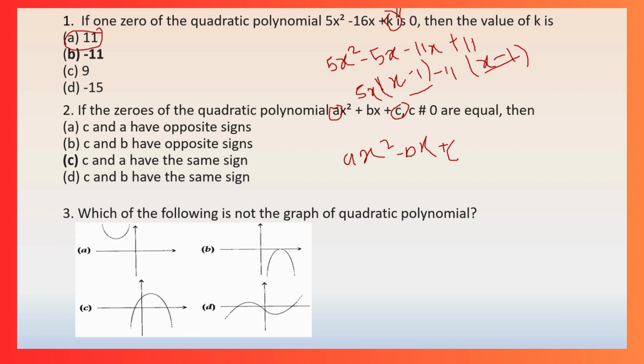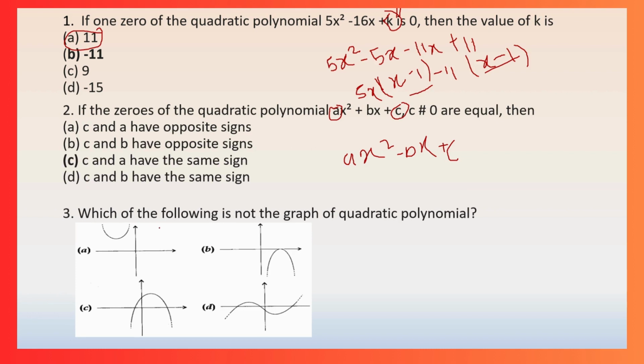Here we will never put minus. C and A having opposite signs is also not the case. A and B having the same sign, and C and B having the same sign, is not the case.